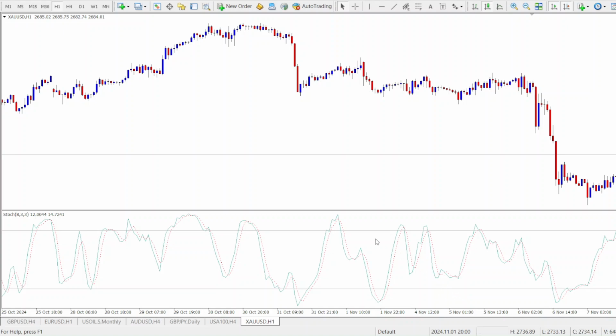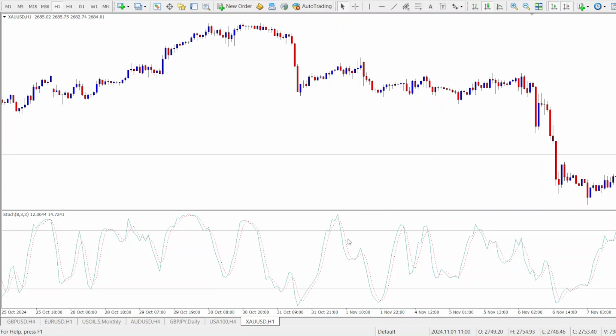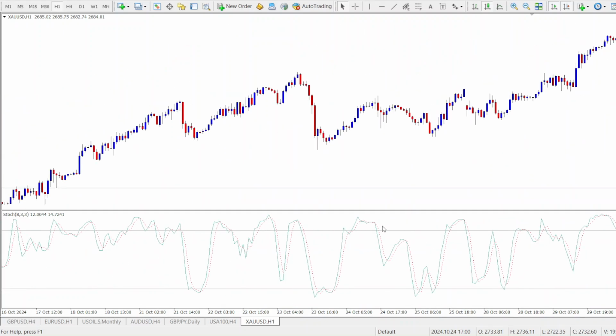Now, when the main line, or the percentage K, crosses below the percentage D, the signal line, I'm just going to be using main line and signal line. As we can see, the main line is the light green one and the signal line is red. So when the main line crosses below the signal line, it is a sell signal, especially when it occurs within the overbought territory.